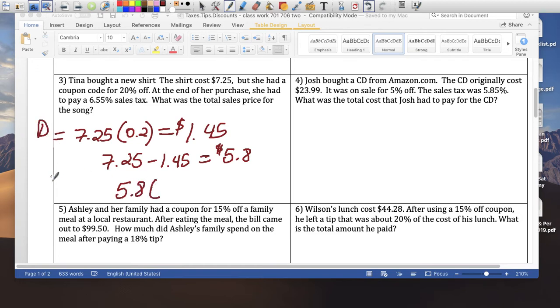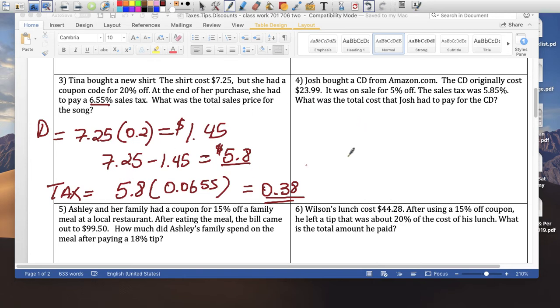I'll write a D. Now we're going to just find the tax. The tax is on 5.8, the price of the T-shirt right now, and we're going to pay 0.0655 because I changed this to a decimal. And if you multiply those two, 5.8 times 0.0655, the tax portion of this is going to be 38 cents, rounded.